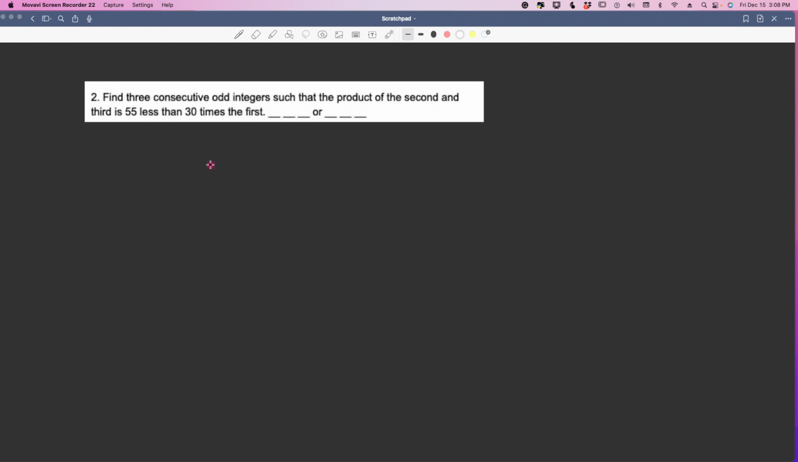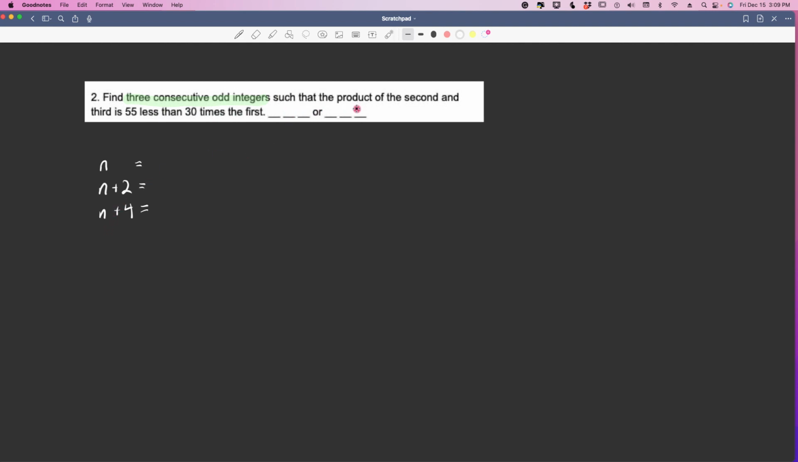So find 3 consecutive odd integers. That's my first clue, right? 3 consecutive odd integers. So that's going to look like n, n plus 2, n plus 4. Because when it's odd, it skips over the even numbers to get to the odd number. All right, so that is how we would write those expressions.